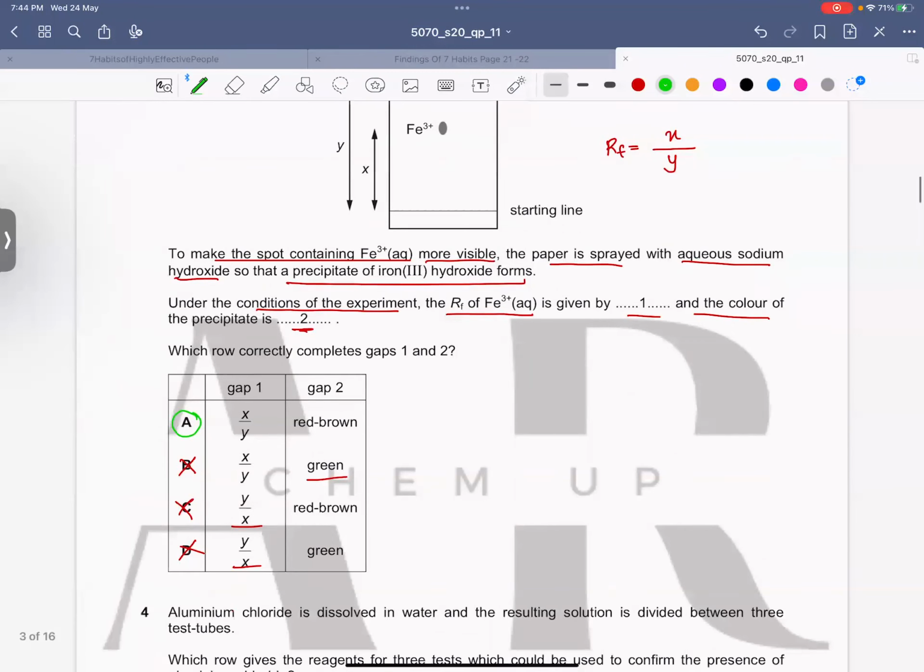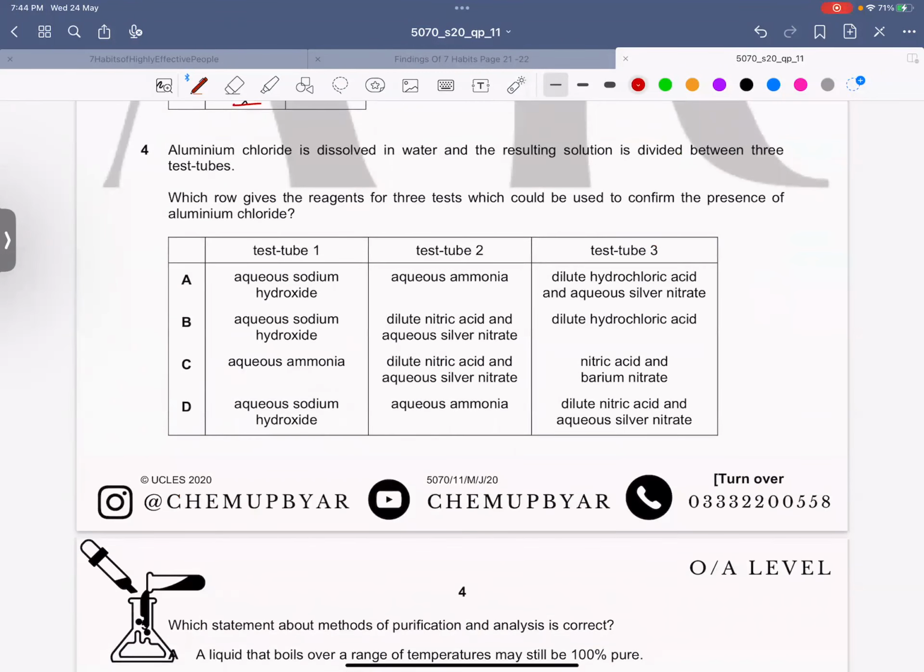Now, let's move to question number 4. Aluminium chloride is dissolved in water and the resulting solution is divided between 3 test tubes. Which row gives the reagents for 3 tests which could be used to confirm the presence of aluminium chloride? So for aluminium ion, what do we use? We use aqueous sodium hydroxide, and we can use aqueous ammonia as well.